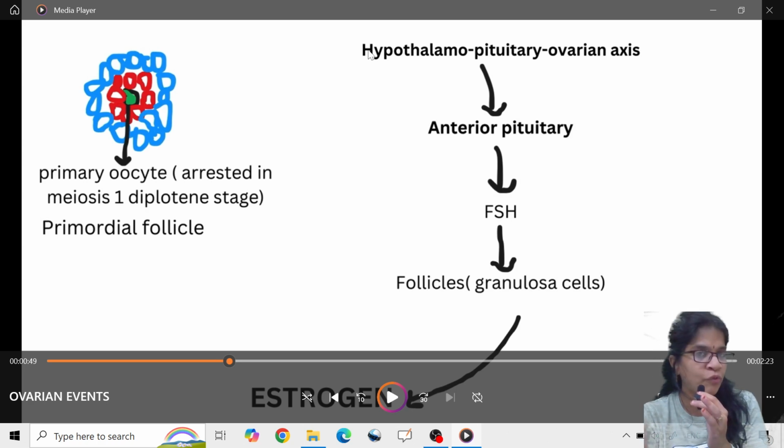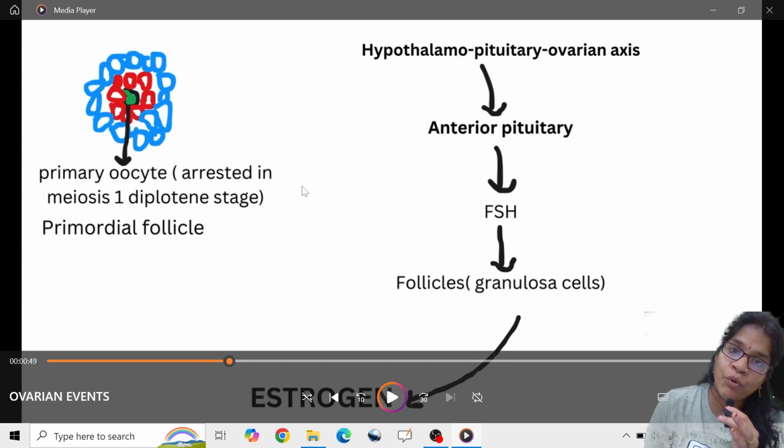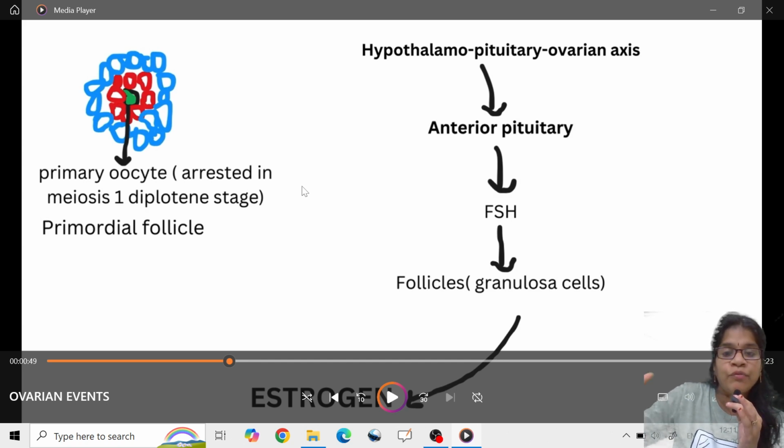The name itself says follicle stimulating hormone is the one which stimulates your primordial follicle. This follicle stimulating hormone acts upon the granulosa cells. Please remember, FSH mainly activates the granulosa cells of your primordial follicle. Then only there is a release of a hormone called estrogen. They will definitely ask you which hormone acts on granulosa cells and which hormone acts on theca cells. So please remember, follicle stimulating hormone acts on the granulosa cells of the follicle, releasing estrogen.